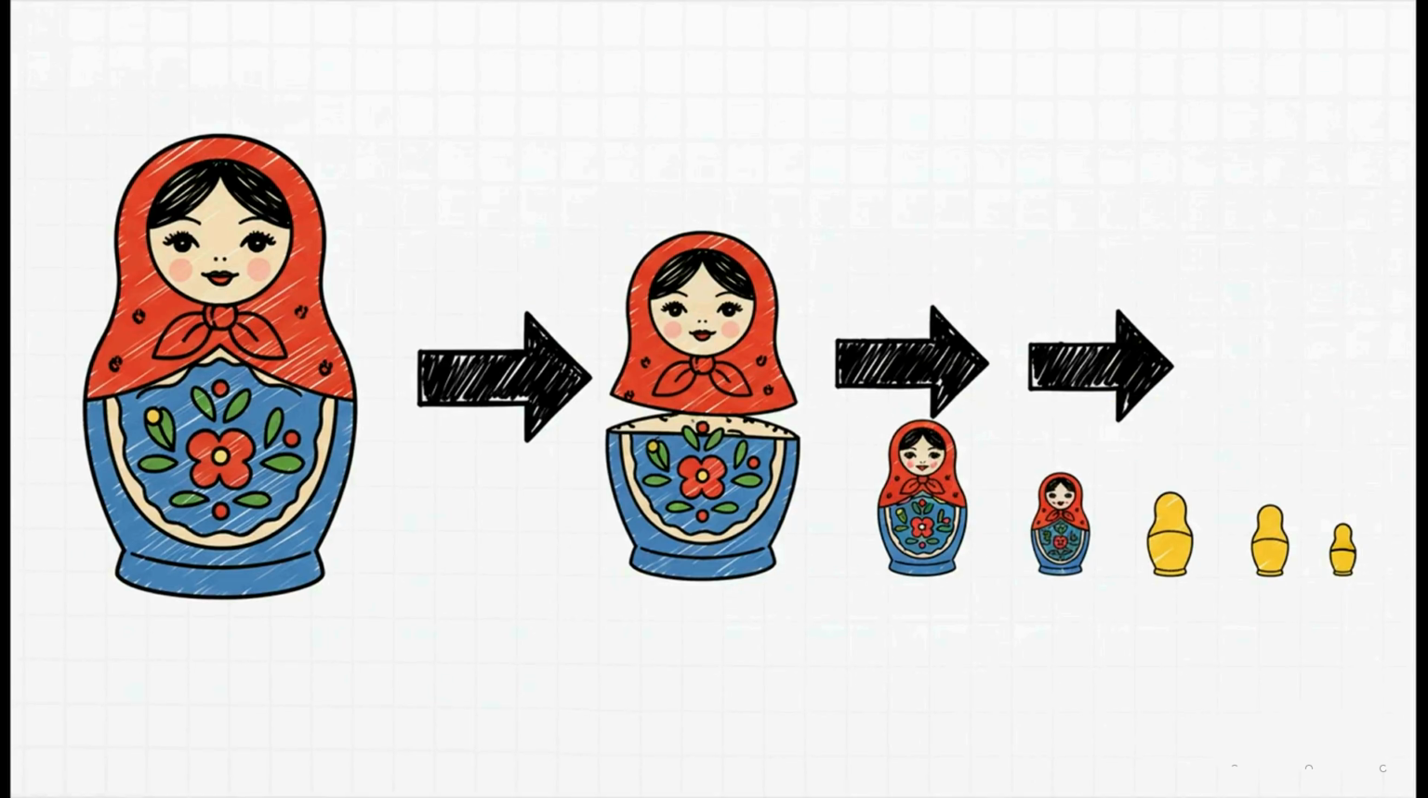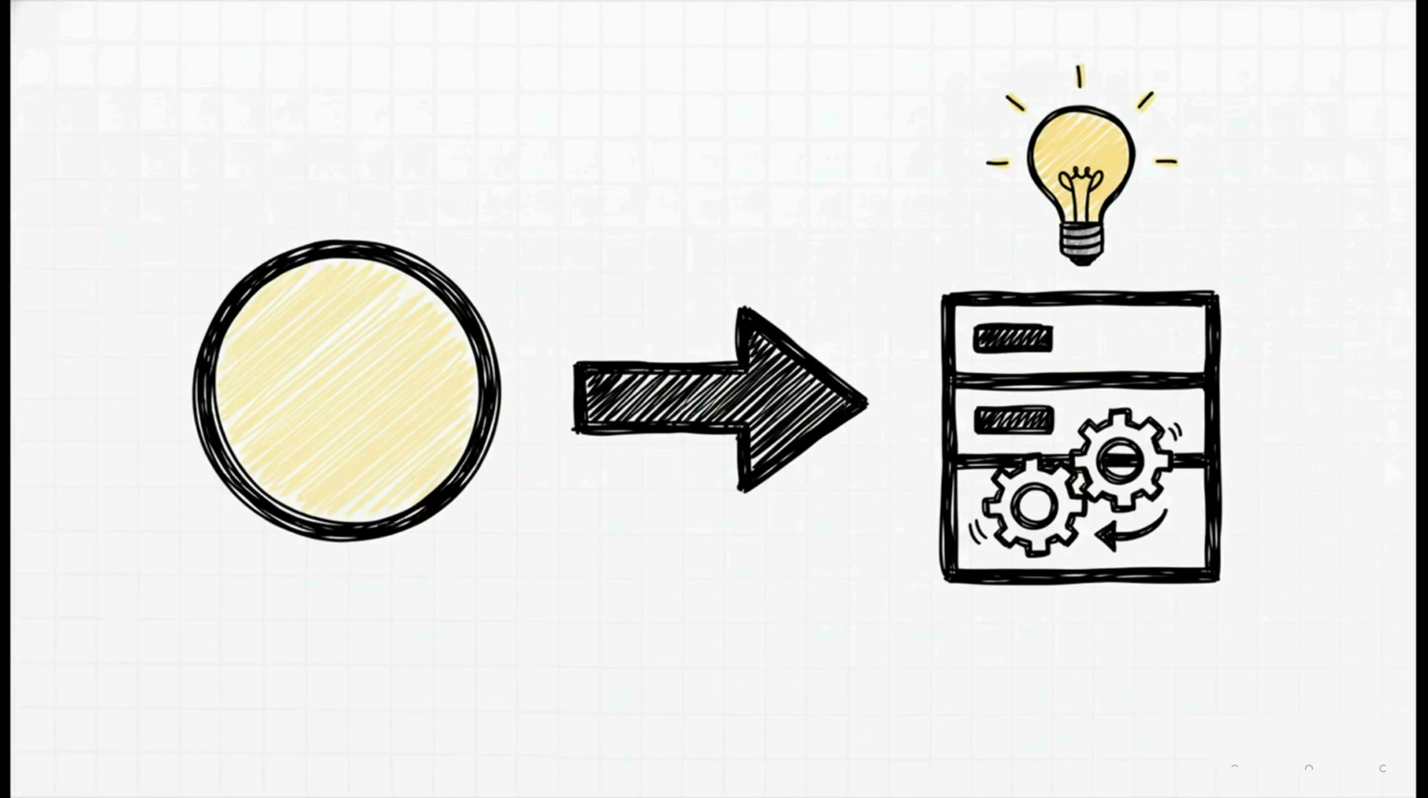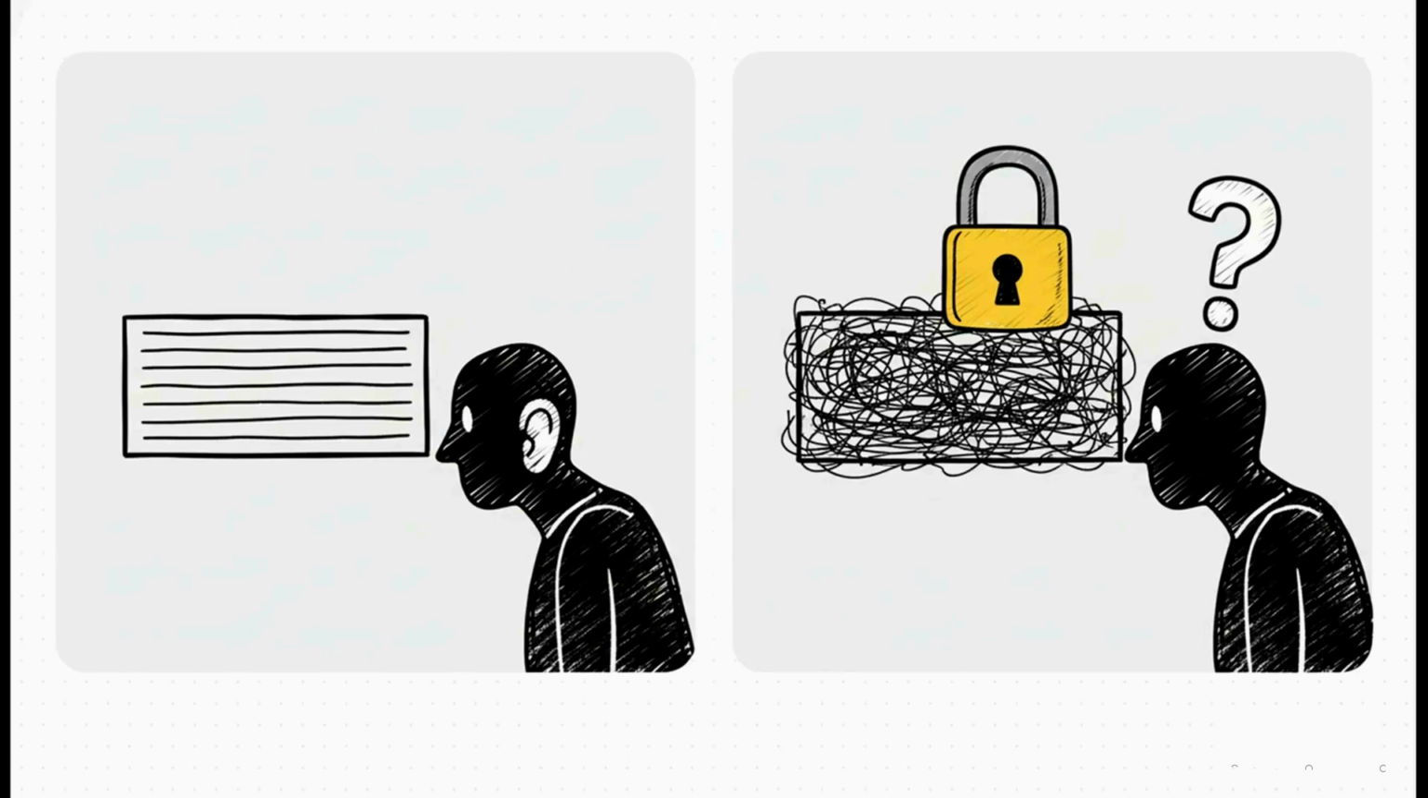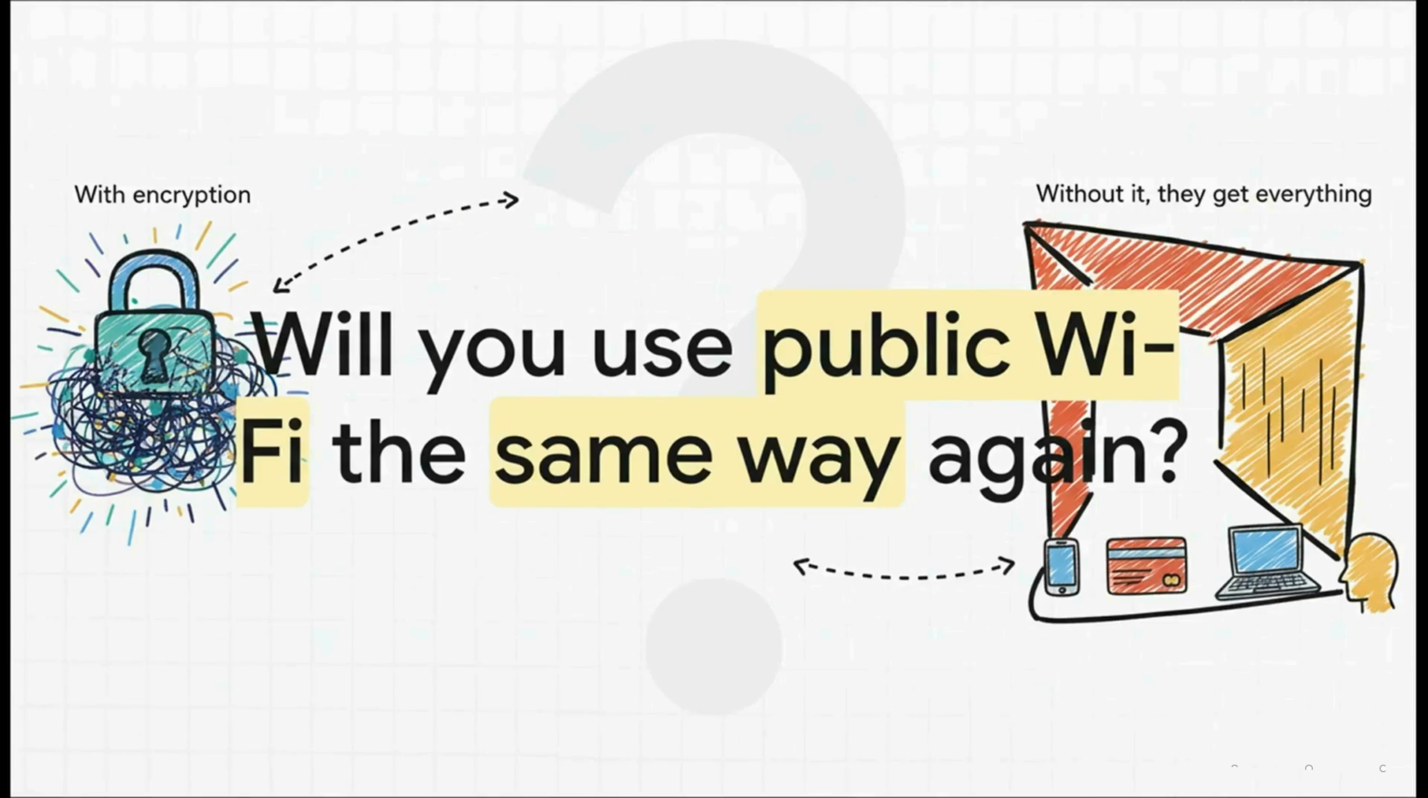And now, the server starts unwrapping that Russian doll, but in reverse. And after all that, the original simple message finally reaches the application. So think about this on public Wi-Fi. Everyone on that network gets a copy of your data. If it's encrypted, they just see garbage. If not, they see everything. Kind of makes you think, right?